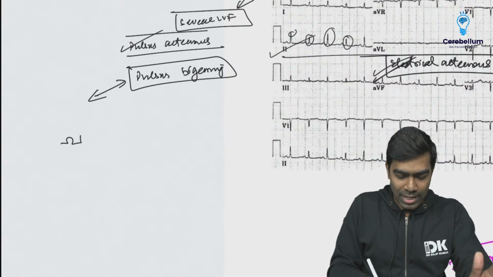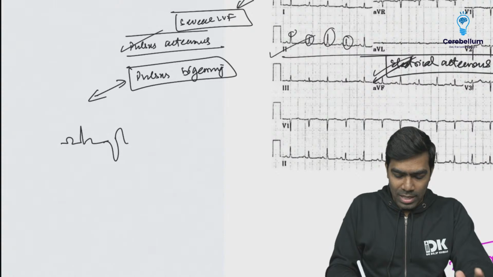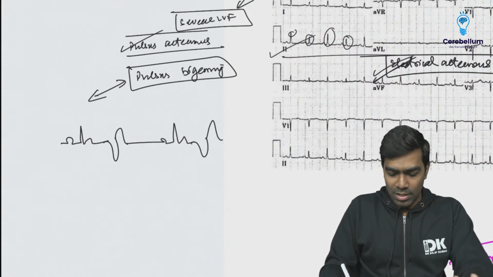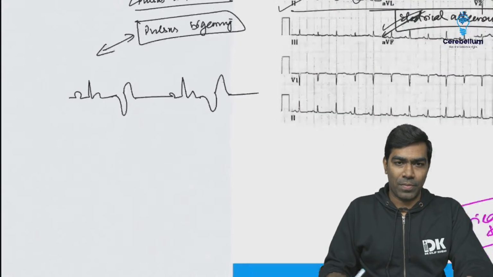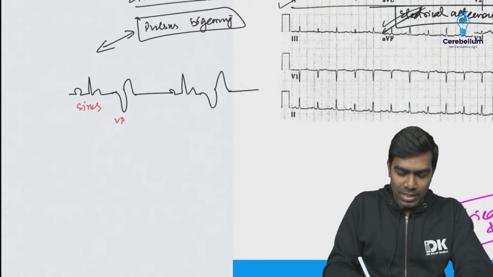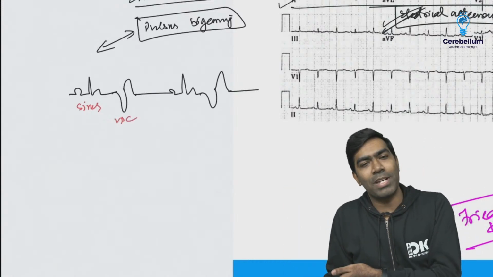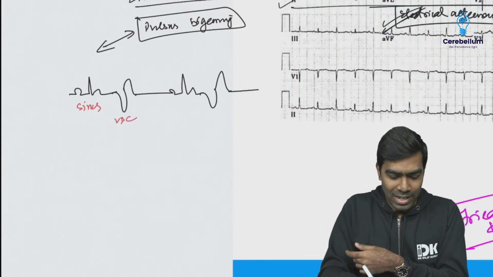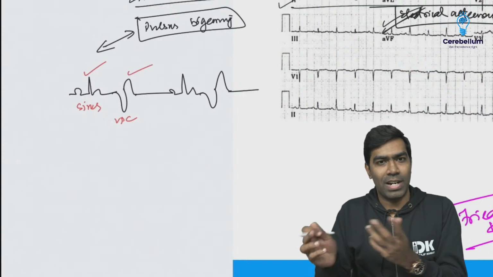You are going to see a sinus rhythm, and then you are going to see a premature ventricular complex. Then you see a sinus rhythm. Then you see a premature ventricular complex. Okay, so this is ventricular bigeminy. Here you see a sinus beat and a VPC beat. That itself tells it is ventricular bigeminy. Okay, alternating sinus VPC, ventricular premature contraction.